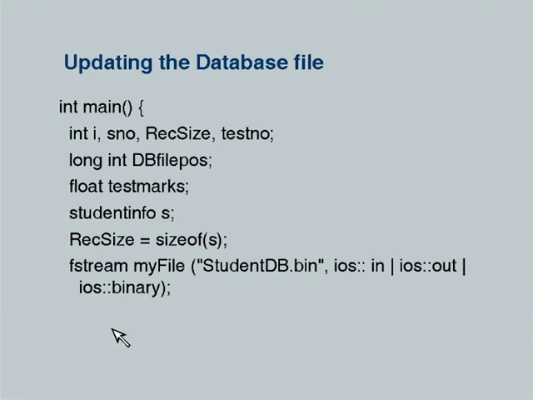Notice how I open this file. I neither say ifstream nor ofstream. It is not an input file, it is not an output file. It is a file which is open for both input and output. So I simply define it as fstream. The file name is the same, student.db.bin, but here I say ios::in and ios::out as well. And of course, additionally, ios::binary. So it's a binary file from which I will both read and write.